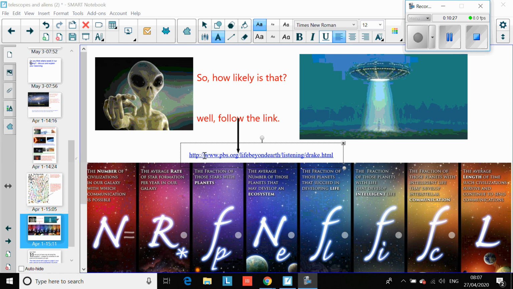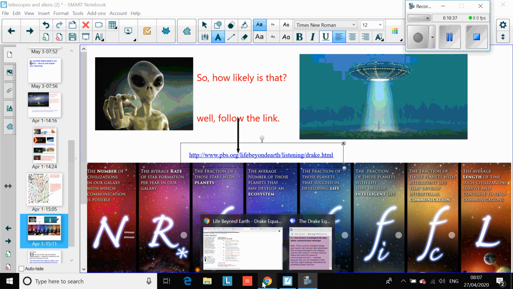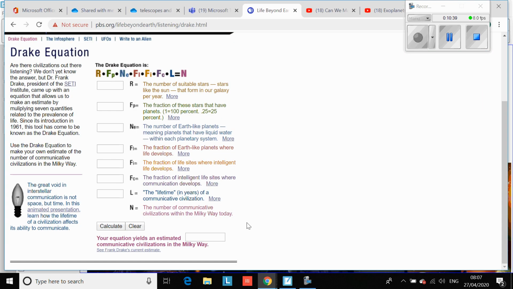So I'm going to go through this example with you. So once again, follow this in a moment. You're going to follow this link and you are going to work out what the odds are of there being intelligent life in our galaxy. So firstly, when you follow the link, you'll come to this page, okay? And what we can do is we can get a little bit more information. So first one was R. So we do R times fp times ne times fi. But luckily, you don't have to do any of that.